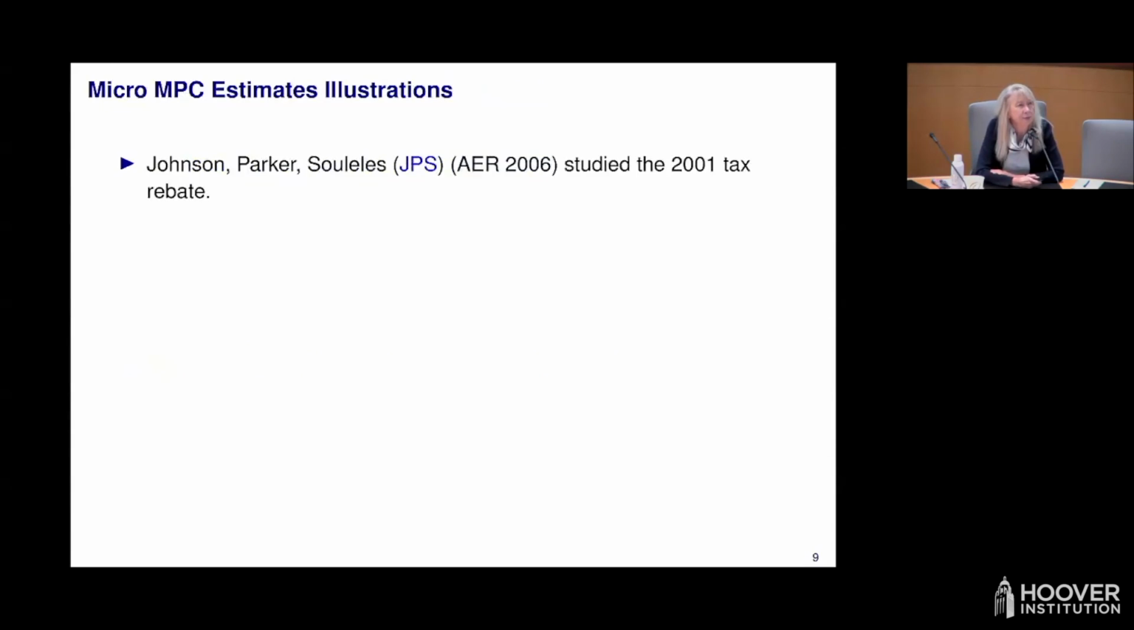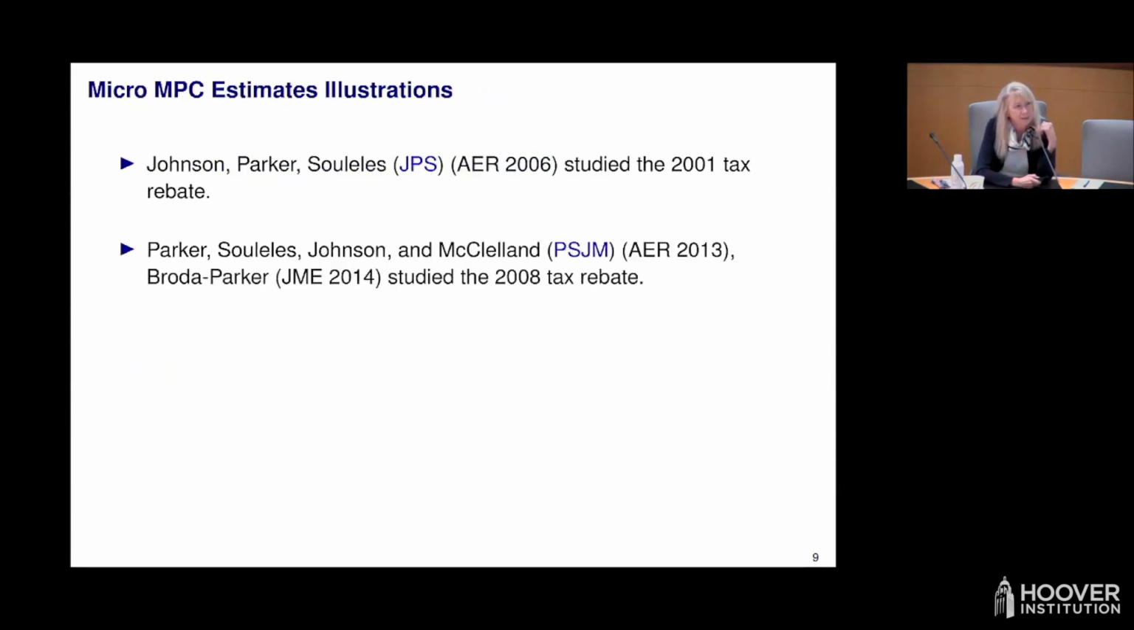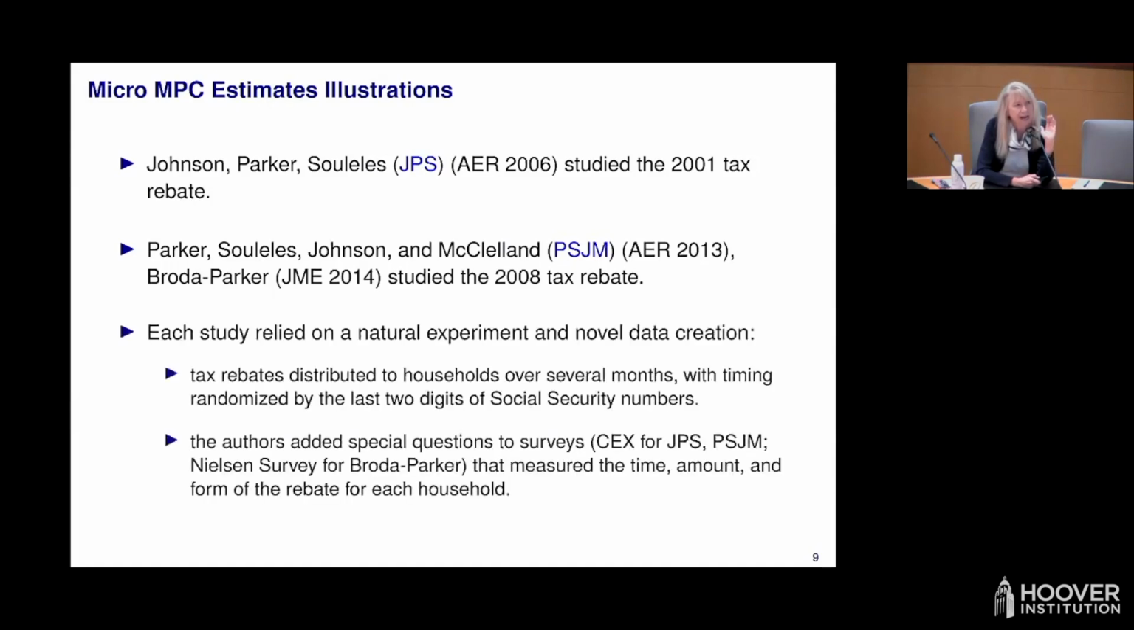All right. So let me just give you a little bit of background. There's the Johnson, Parker, and Souleles, JPS for short, which studied the 2001 rebates. There's the Parker et al., PSJM, that studied the 2008 rebates, also Broda and Parker. And I already told you this, each study relied on great natural experiment methods and new data creation.